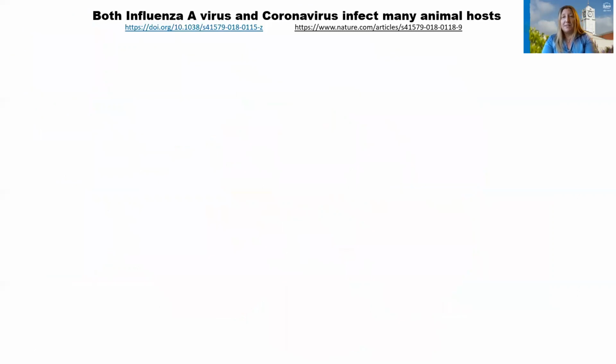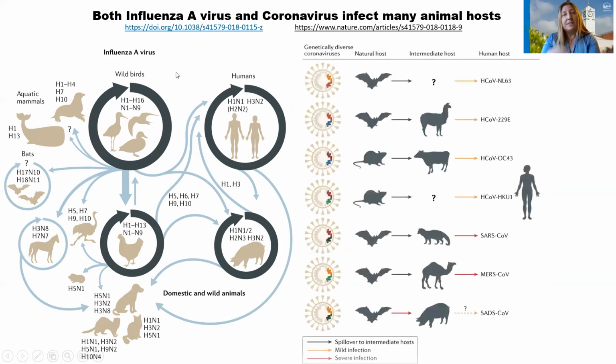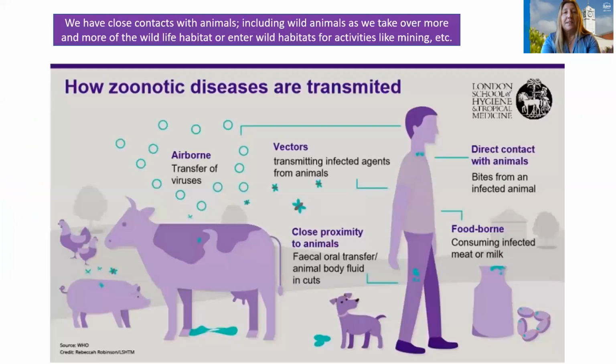So both of these viruses infect many different animal hosts. This is a depiction of the different animal hosts that can be infected with influenza A virus, with wild aquatic birds being the reservoir. And then this is a depiction of the zoonotic coronaviruses. And again, you can see just from this depiction that there are many different animal hosts that coronavirus can infect, some of them being domestic and some being wild. So in both cases, these viruses can infect our domestic animals and wild animals.